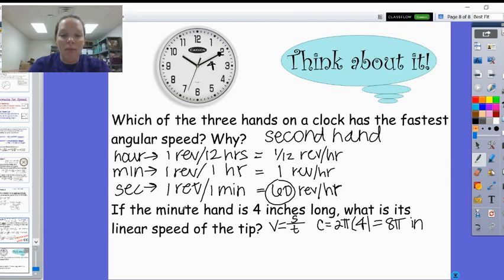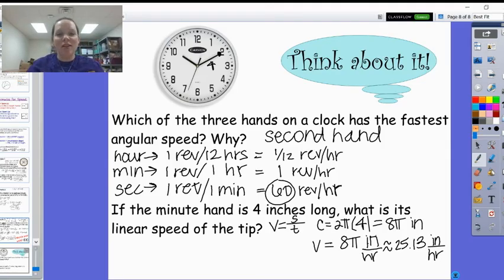Okay. The minute hand goes around the circle once per hour. So v would equal 1 revolution, which would be 8 pi inches per hour. And that is approximately equal to 25.13 inches per hour. So just kind of something fun to think about with the clock.